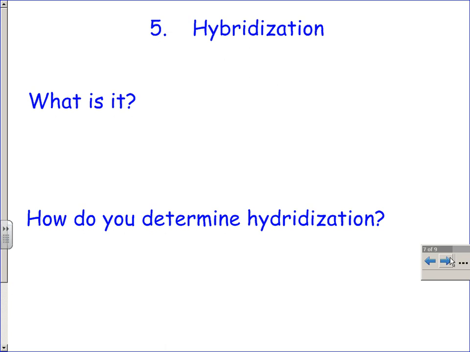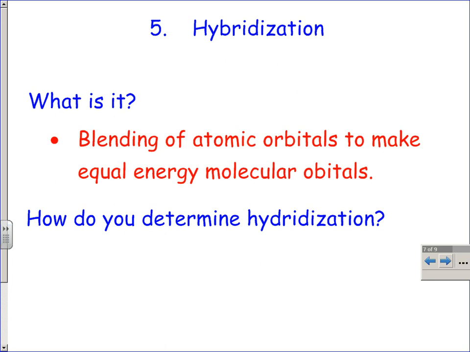Next idea, hybridization. First off, what is it? You should understand the conceptual idea behind what hybridization is. Well, it's a blending of atomic orbitals to make equal energy orbitals. And this can be through overlap or it can be through a hybridization situation where you're actually mixing the old s and p orbitals into new equal energy orbitals.